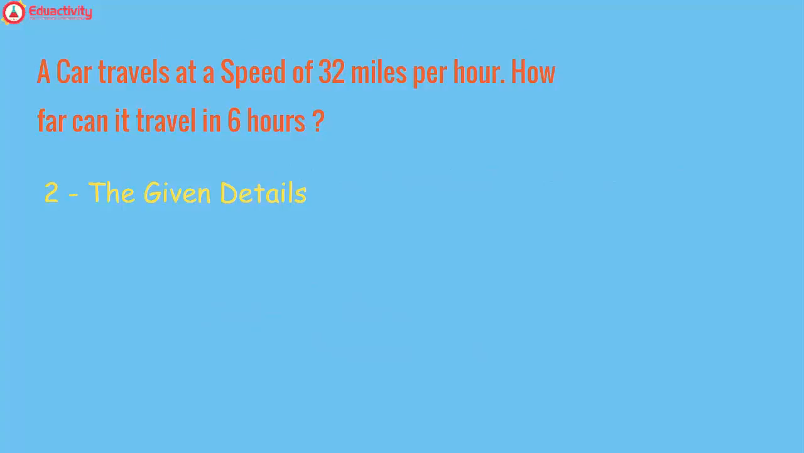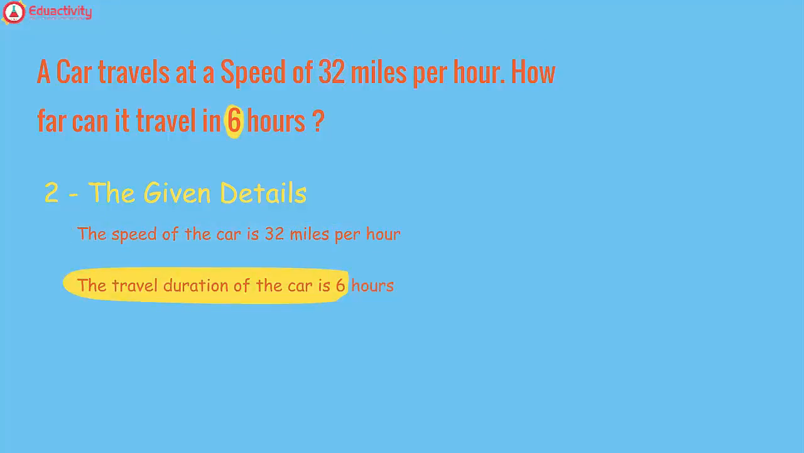The way to analyze the given details is by going over each value in the problem and identifying its purpose using a data item. "32 miles per hour is the speed of the car, and 6 hours is the travel duration of the car." This step will be complete after we identify the purpose of all the values given. What's missing is an identifier for every data item.